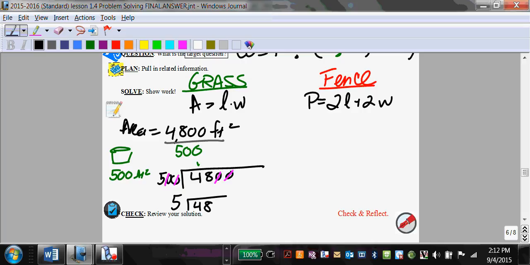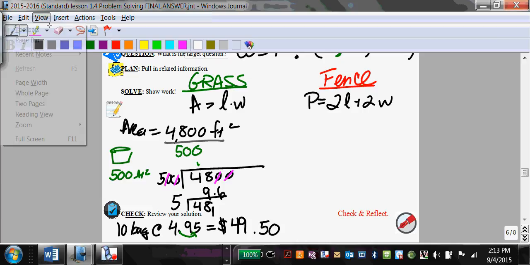You got it. 9.6 is correct. Now, here's a real life question. You need 9.6 bags of that. How many actually can you buy? 9.6 bags of anything? So for cost, I'm going to go 10 bags, $4.95. Now this is 10 times that, which means we just move the decimal over 1. So my grass seed cost $49.50.